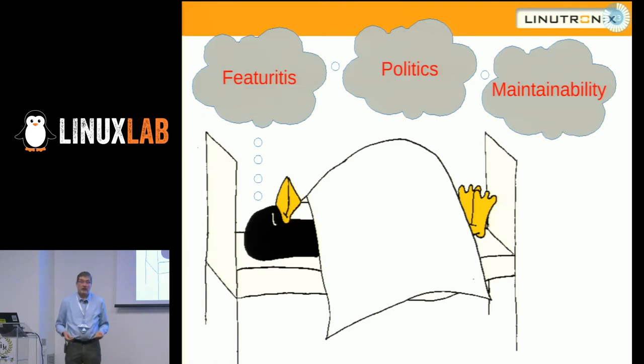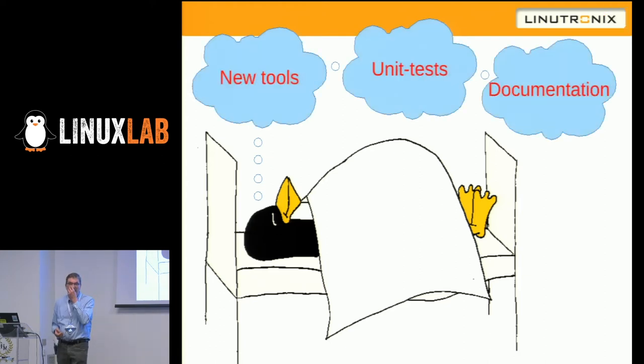So what's coming next? Problems we have is featureitis. People try to come up with weird stuff and want to stuff it into the kernel. We have to fight that off. There's more and more politics in the kernel because corporates want to influence the kernel, and we have a maintainability problem over time because that thing is so damned big, and we need more people in the reviewers area. We need more people doing testing. We need more people looking at it, taking care of stuff. So yes, we need new tools, whether that's GitLab or something else, I don't know. We need unit tests. We need better documentation.